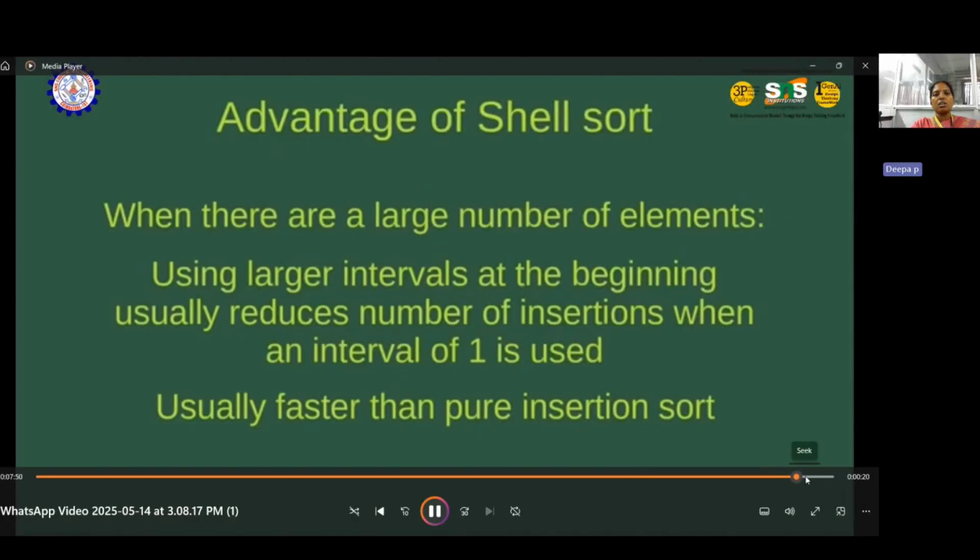This is one of the advantages of ShellSort. The ShellSort can order arrays from ascending order to descending order with the given array intervals.